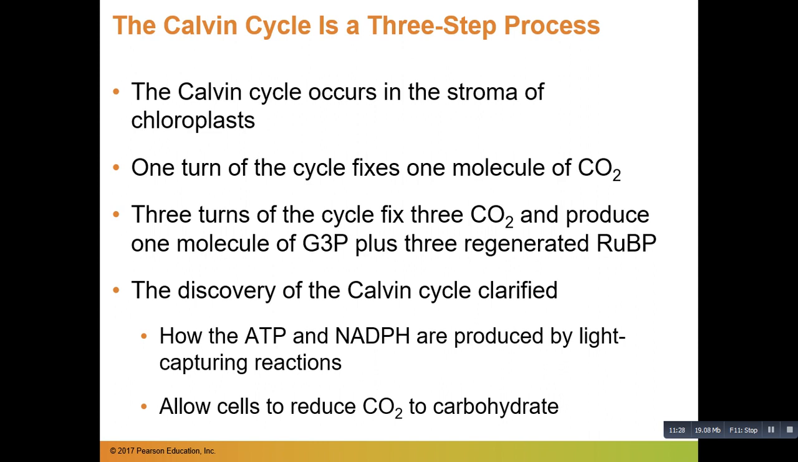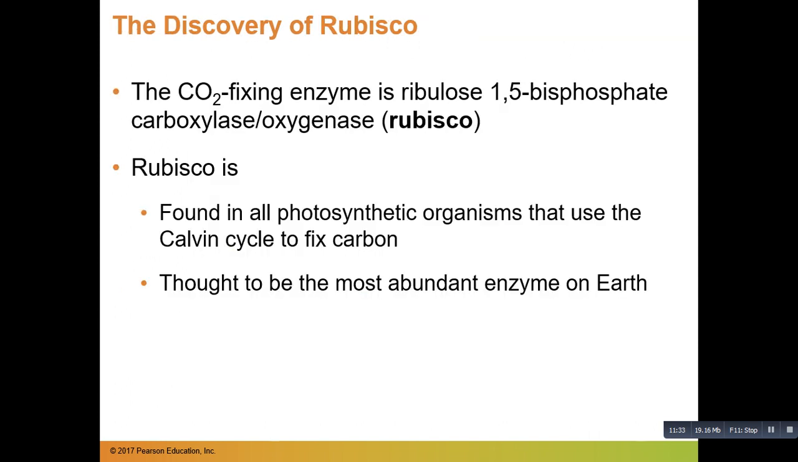Now, in doing this, we need something that helps speed up the process to make it more efficient. So we actually discovered this enzyme, a CO2 fixing enzyme that helps with this process. The CO2 fixing enzyme is called ribulose 1,5-bisphosphate carboxylase/oxygenase. We're going to call it Rubisco.